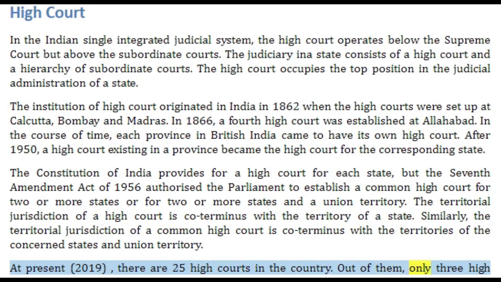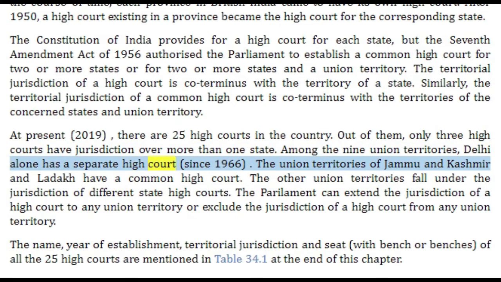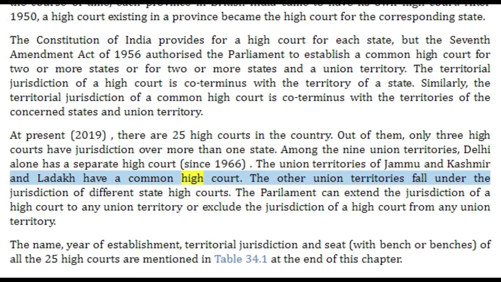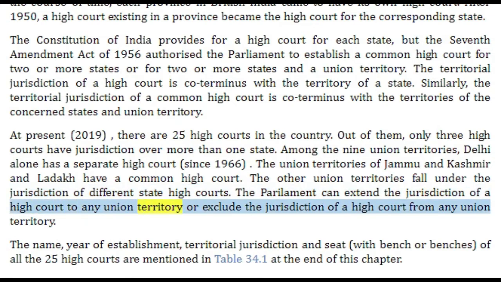Out of them, only 3 High Courts have jurisdiction over more than one state. Among the 9 union territories, Delhi alone has a separate High Court since 1966. The union territories of Jammu and Kashmir and Ladakh have a common High Court. The other union territories fall under the jurisdiction of different state High Courts. The Parliament can extend the jurisdiction of a High Court to any union territory or exclude the jurisdiction of a High Court from any union territory.